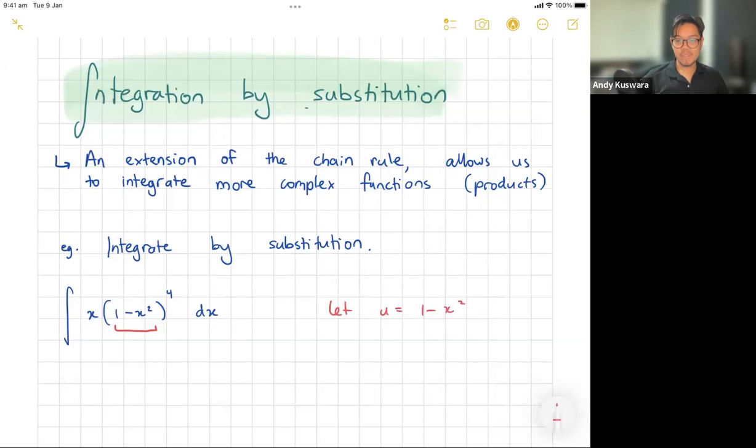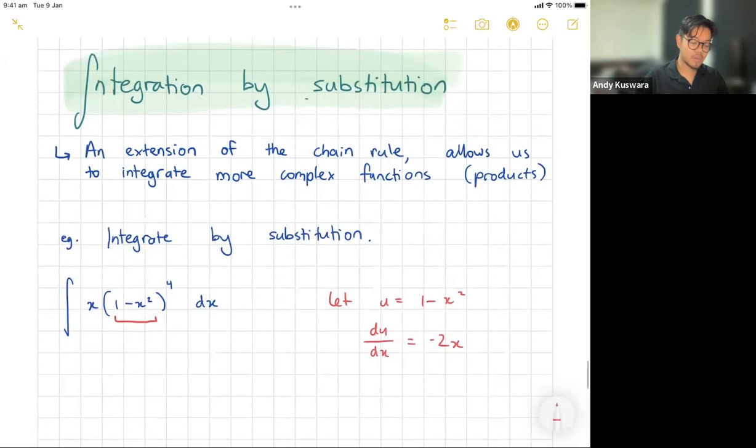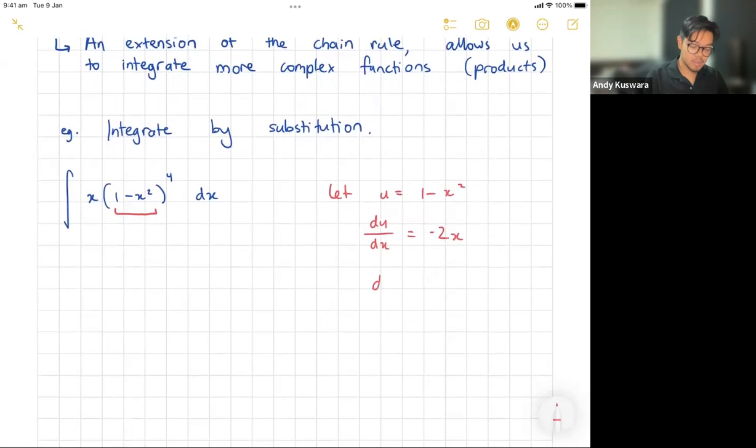Now once you've done that, you need to find your du dx. That means I'm differentiating u with respect to x, which gives me negative 2x. What I want to do is change everything to integrate with respect to u, so I'm going to write du equals negative 2x dx. Now we can see that we're kind of there, but not quite there yet.